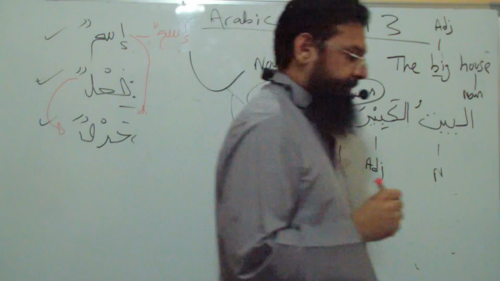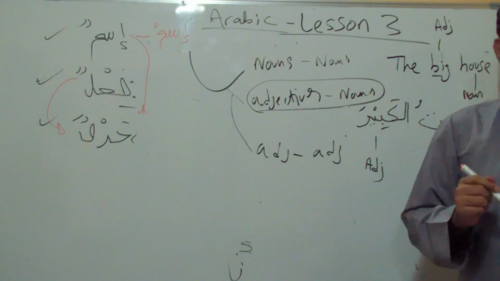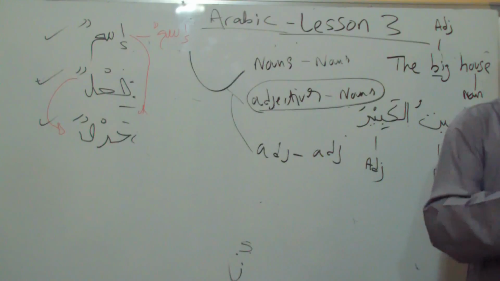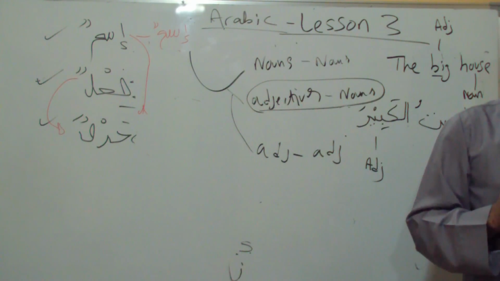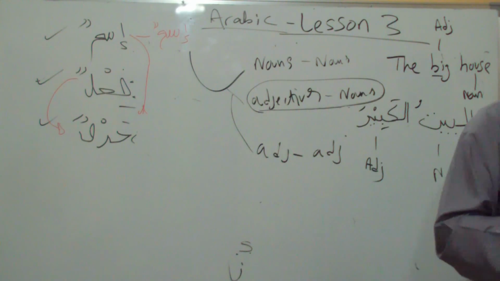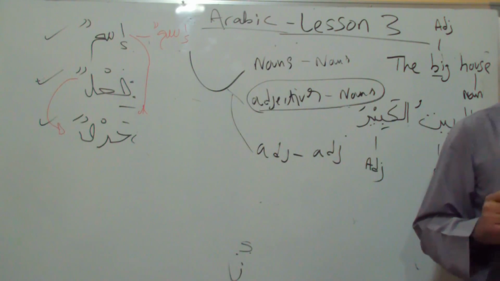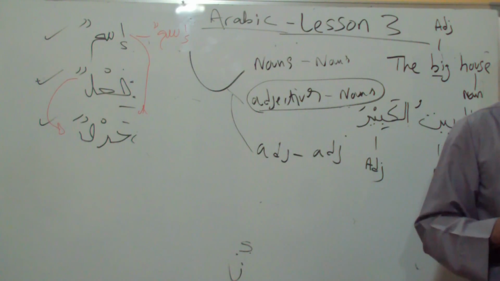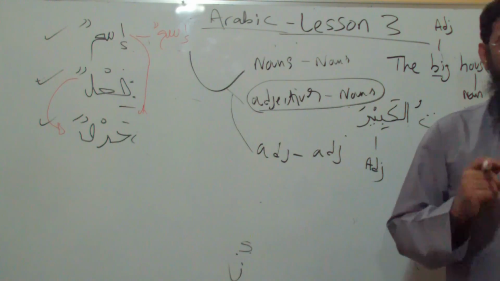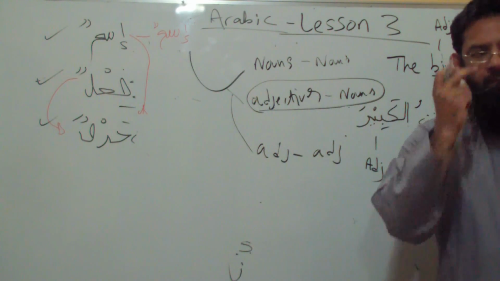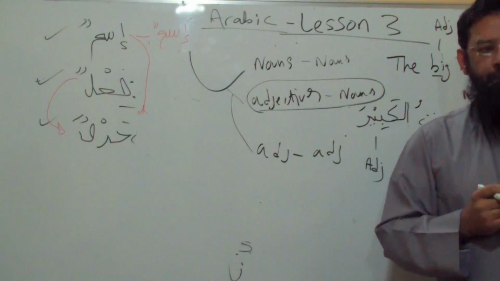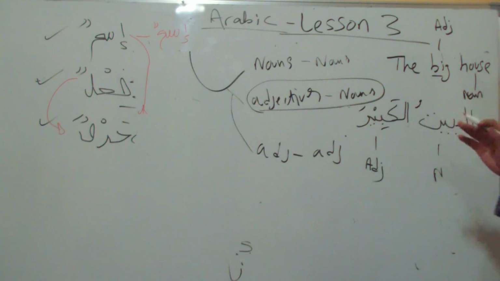Now, can anyone remind me, for this combination, noun and adjective, what is the rule that we have here? It should follow the same: if the noun is dhamma, then the adjective should also be dhamma. If it has al, then the adjective should also have al. It should follow the same rules. Excellent, exactly right. It should follow the same pattern.